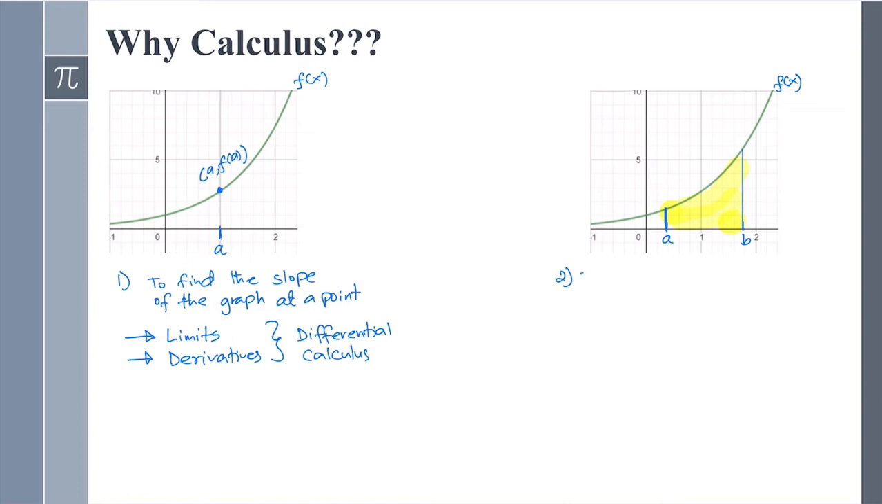So to find the area under the curve, let me just write under the curve, and we'll extend this later to between the curves, and when we move on to Calculus 3, we'll extend this to a surface and so many other things. But let's just put that here now. Now this concept or this idea will lead us to another major topic in calculus, which is called integration.